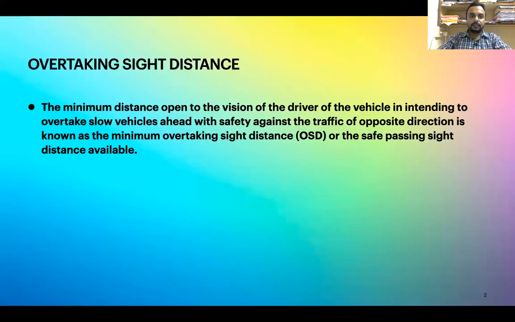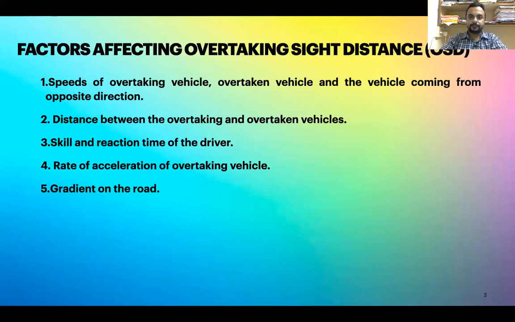So basically, what do we understand by overtaking sight distance? The minimum distance open to the vision of the driver of the vehicle intending to overtake slow vehicles ahead with safety against the traffic of opposite direction is known as the minimum overtaking sight distance, which is also known as safe passing sight distance. So moving forward, this overtaking sight distance depends on some predominant factors.